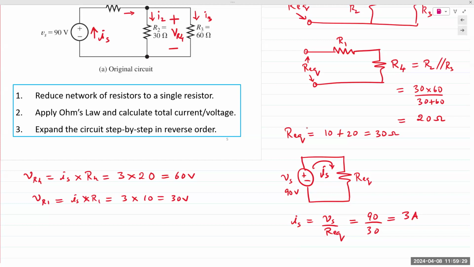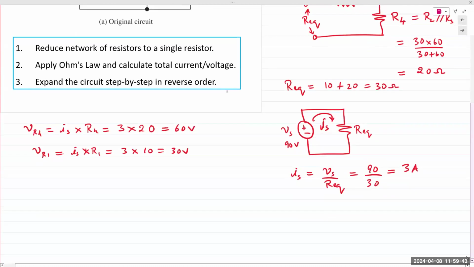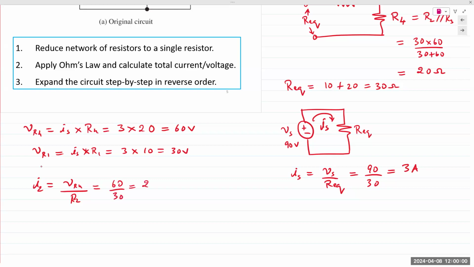KVL, voltage source is 90. Supplying the energy has to be absorbed by the resistors. 90 minus 30 minus 60 equals 0. Answer is correct. If VR4 is 60, I can find I2 as VR4 divided by R2, which is 60 divided by 30, 2 amps.